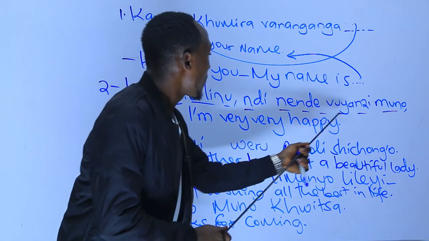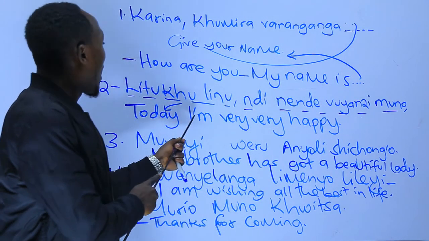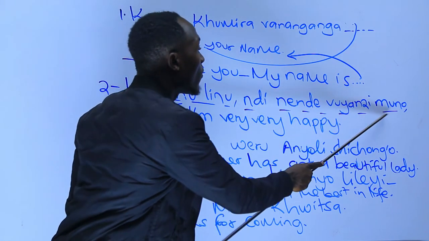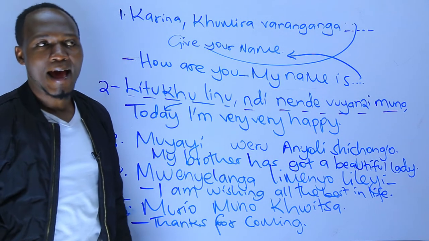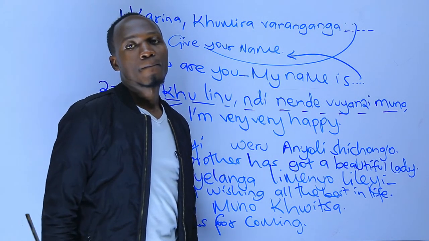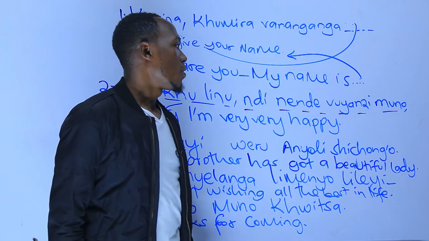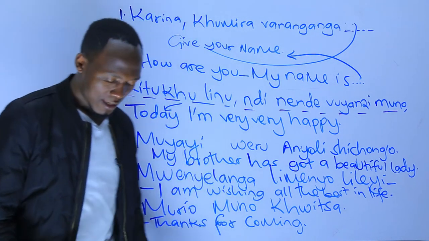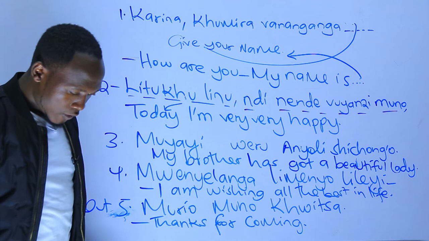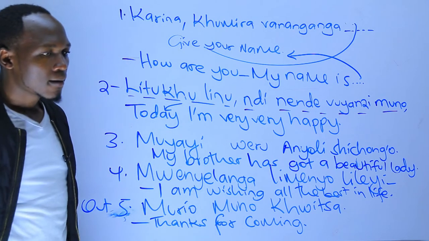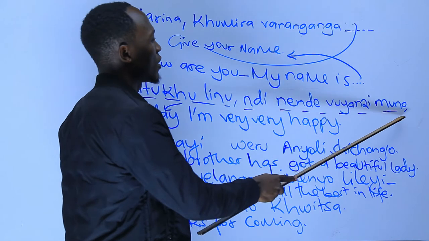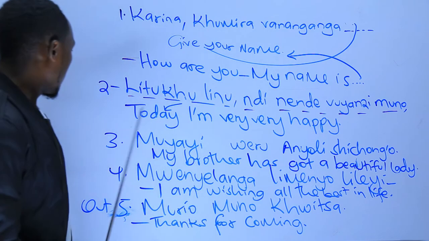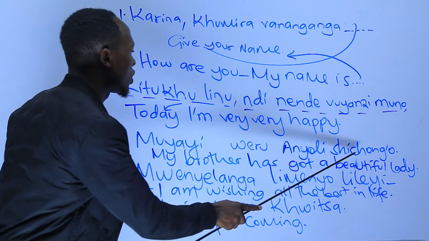Now, in Luhya, litoho lino dinende vuyanzi muno. Today, I am very, very happy. Vuyanzi means happy. Muno acts as an adverb. So vuyanzi muno, very, very. Let me say, she ate carefully. Meaning this one can work without muno.